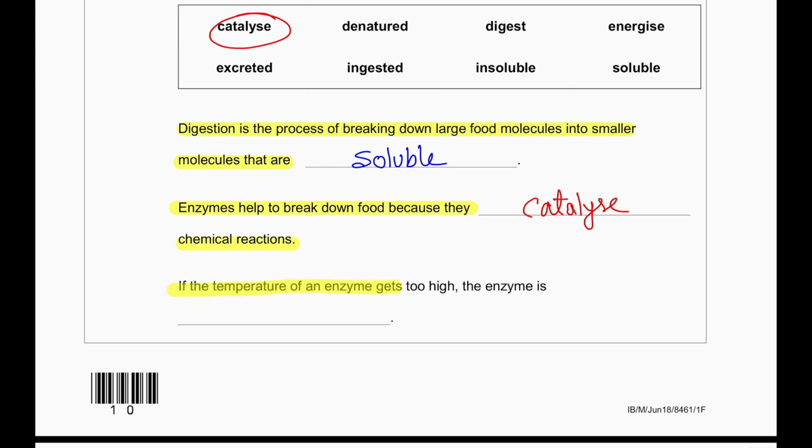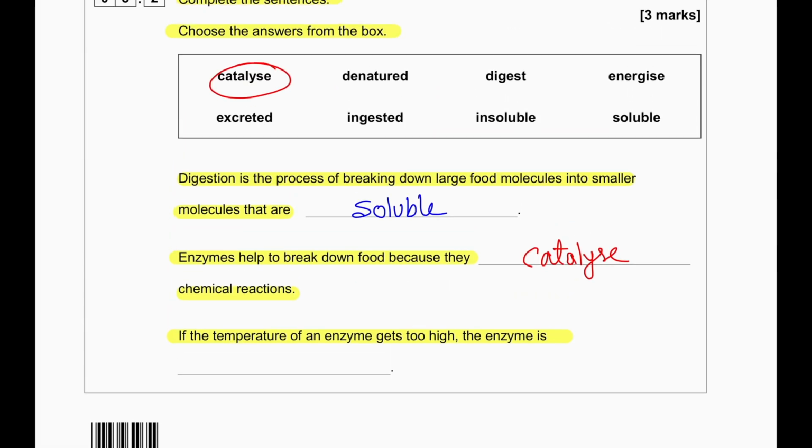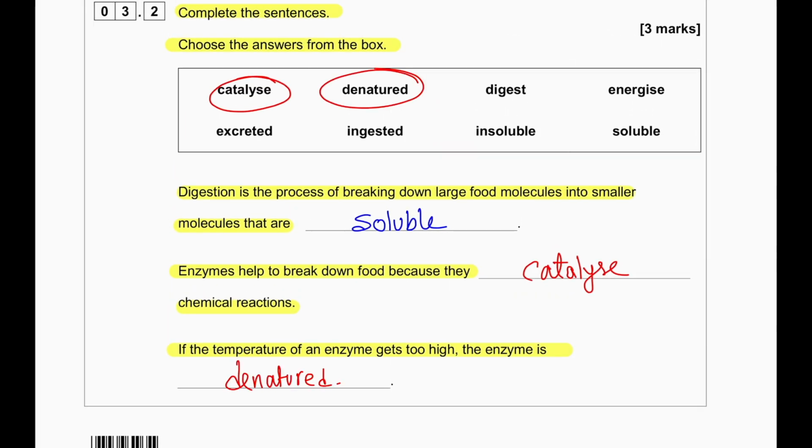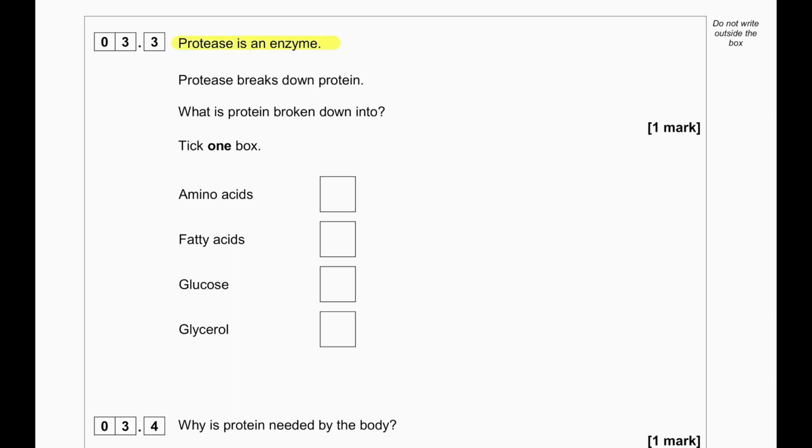If the temperature of an enzyme gets too high, the enzyme will get destroyed. So, in this case, we can call it denatured. Protease is an enzyme. Protease breaks down protein. What is protein broken down into? Proteins are made from amino acids, so we will get amino acids out of it. So amino acids will be the answer.